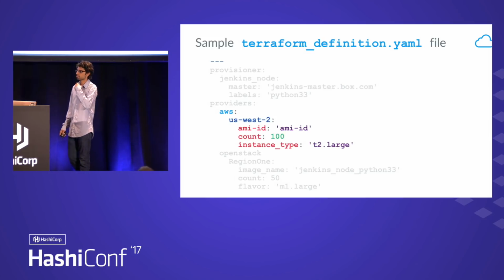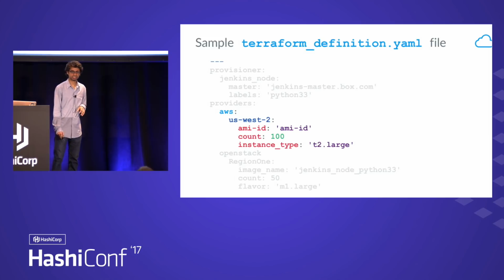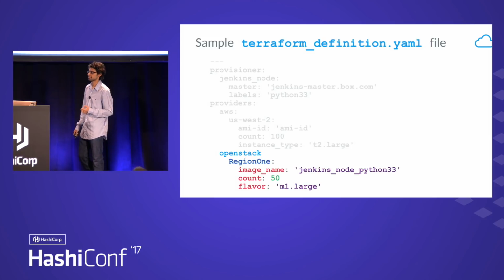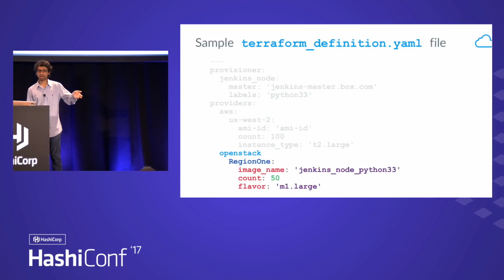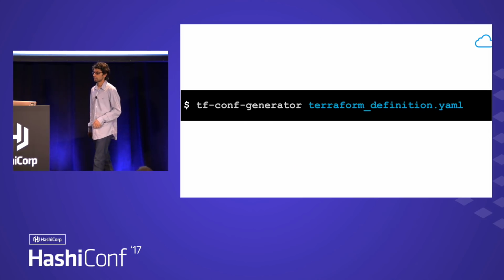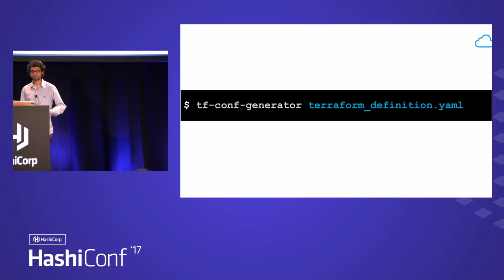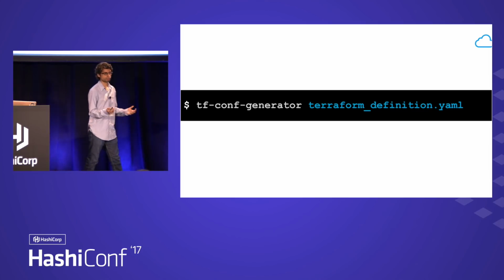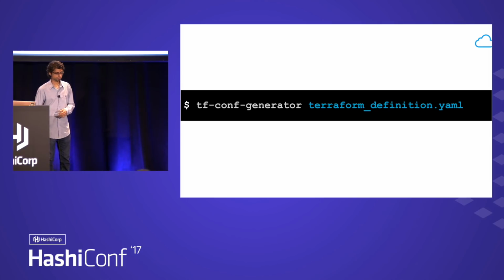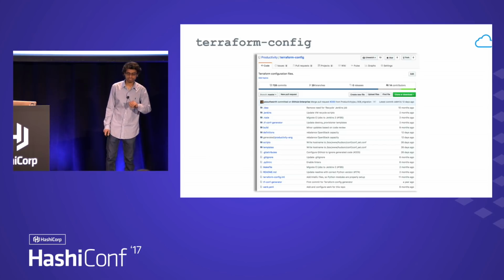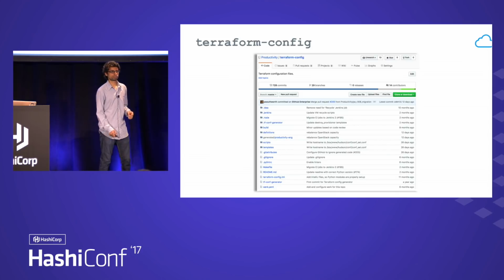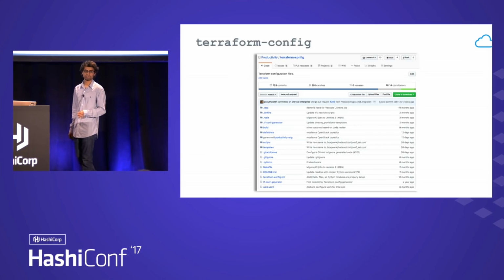And any provider-specific configuration can go in the provider section. I want 100 of these things in Amazon, and I want 50 of these things in OpenStack. I just specify the AMI I need for Amazon. I specify the image I need for OpenStack, and I'm good to go. This tool will simply generate the Terraform configuration I need for both clouds, which is ready to be fed into Terraform Apply. So this speeds that process up. Again, we store these configurations in a repository, with the same spiel about version control, CI, code reviews, all that good stuff.